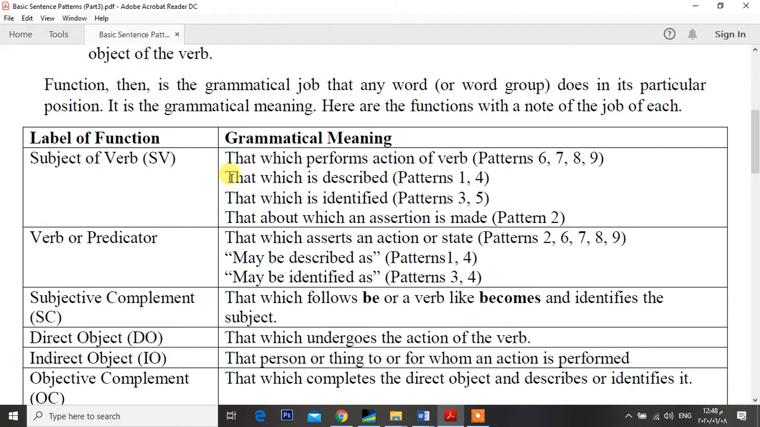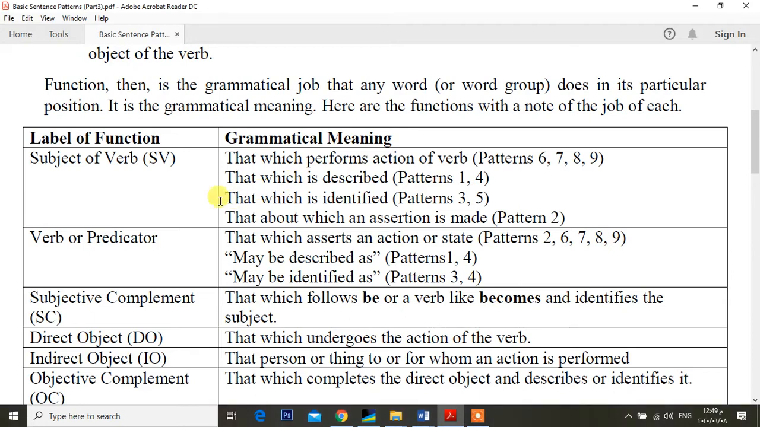The second one, that which is described. The label of function is the same, but the grammatical meaning or the function itself here is different. That which is described is found in pattern 1 and pattern 4. For example, food is good. Here the subject of the verb, food, is described. The sentence describes the food. How is it? So it describes the food, whether it is good or bad.